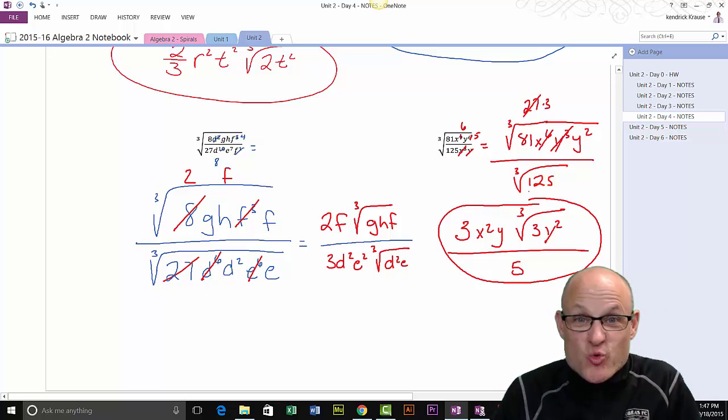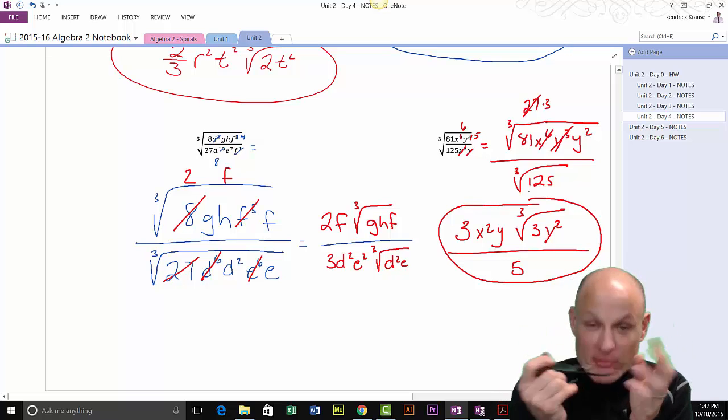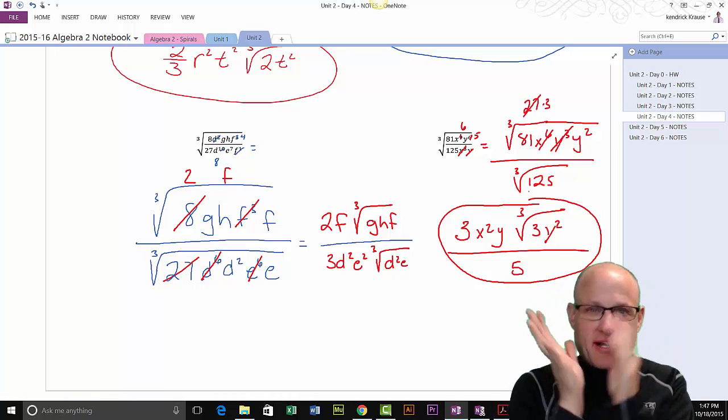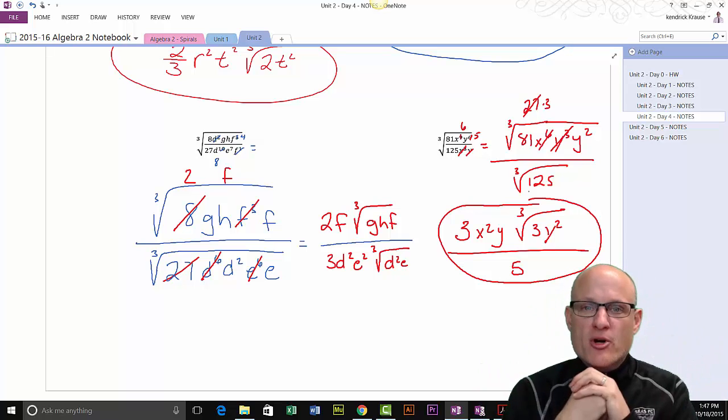Wow, that was crazy. It's all those letters and numbers. Really what you're looking for are groups of 2s, groups of 3s, groups of 4s, and groups of 5s. And you have to get comfortable with some of those perfect cube numbers.